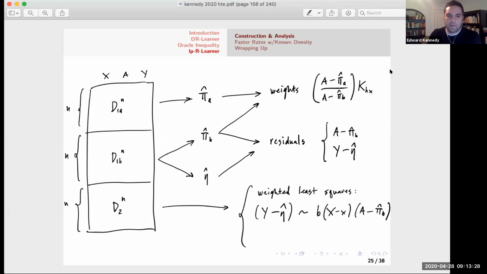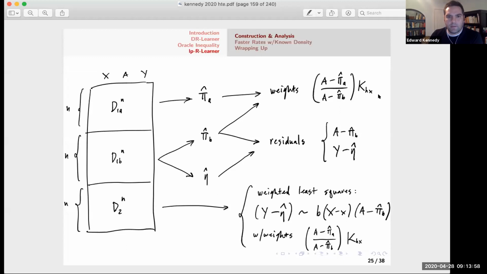Now we move to the third sample and we do a kernel weighted least squares of the outcome residual on a basis, a typical local polynomial basis expansion, with all polynomial orders up to the smoothness of the CATE, times this treatment residual. And then the weights are these kernel weights multiplied by some factor that is essentially estimating 1.